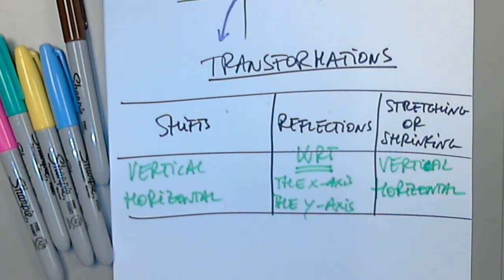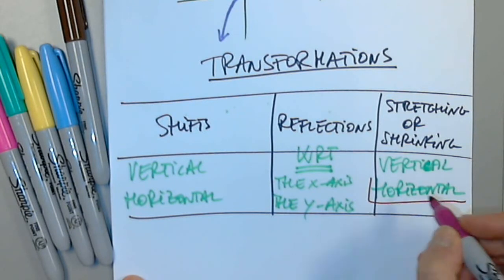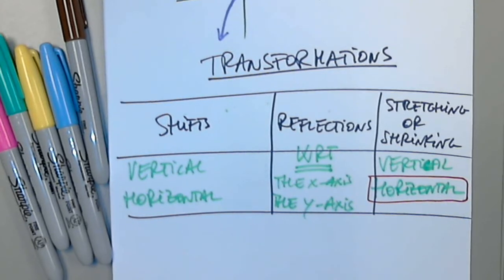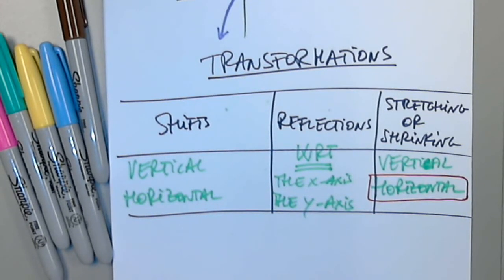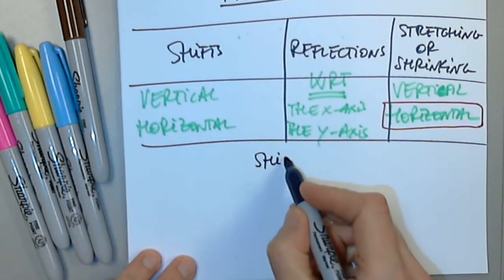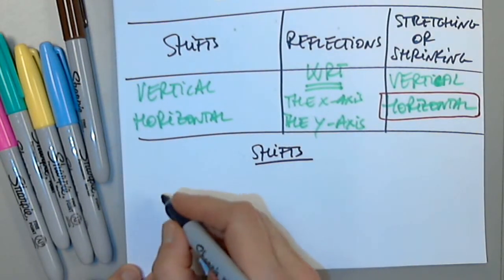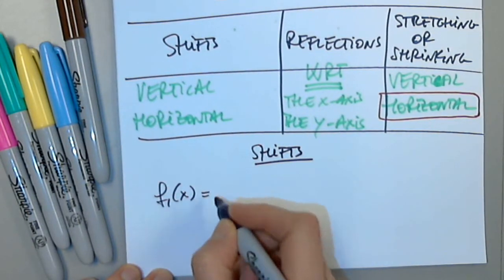Everything, I hope, will be very straightforward. This one is the only one where there will be something in there that you will say, I didn't really expect this. That's the only one. Everything else should be straightforward. We're going to start with shifts. I'm going to create two functions, and then I'm going to ask you a couple of questions.